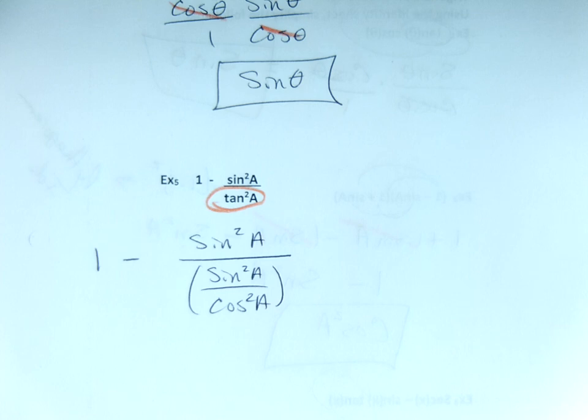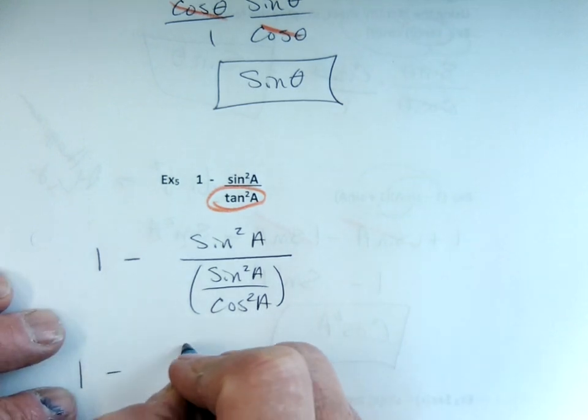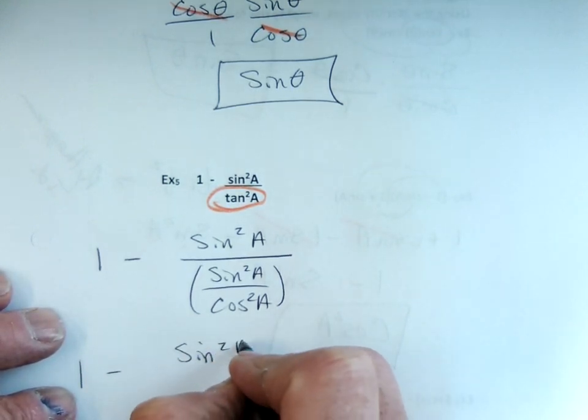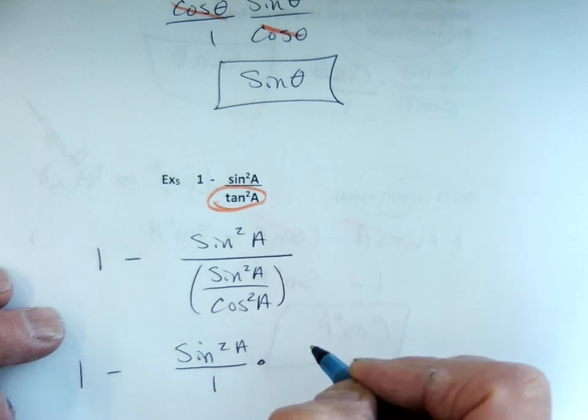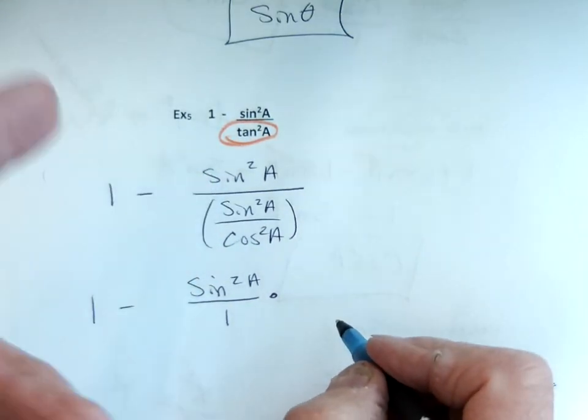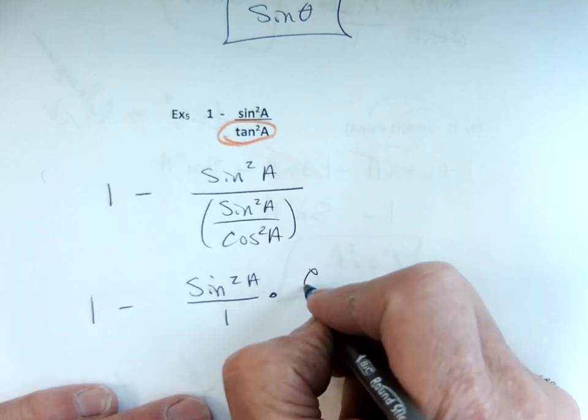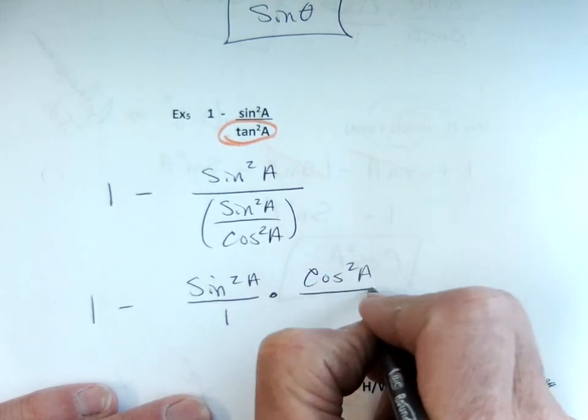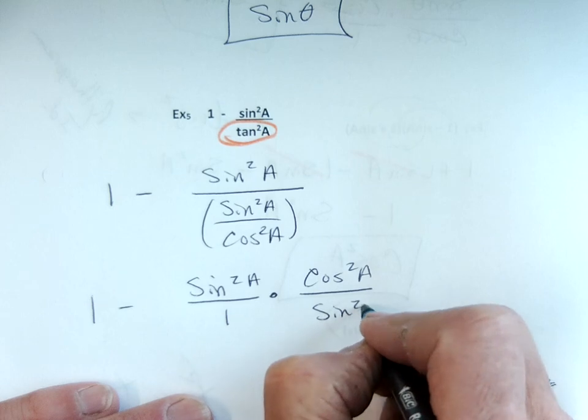I'm going to take this and I'm going to divide. When I divide, I invert and multiply, and then the sine squared will cancel, but I want to show you that, okay? I'm going to do it step by step, so you see. So let's go sine squared of a over 1 times, flip it, right? Because when I divide, I invert and multiply, cosine squared of a over sine squared of a, okay?